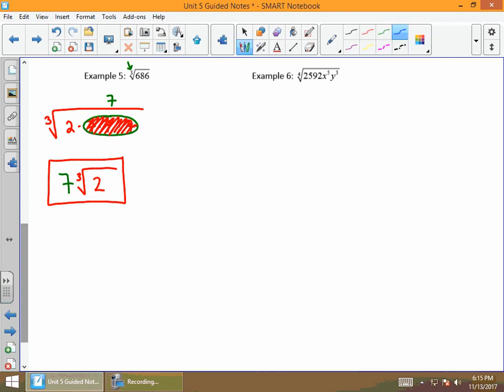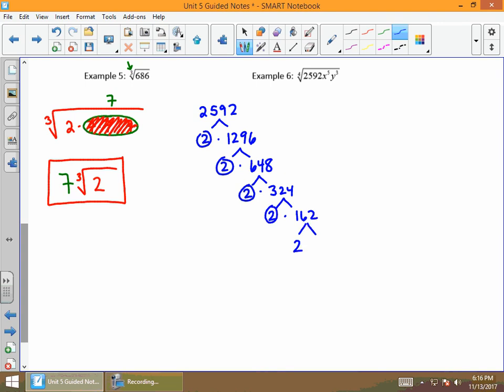All right, and the last one. This is going to be another nasty one. 2592. Well, it ends in a 2, so I know it's divisible by 2. And that is 2 times 1296. Well, 1296 is even, so it will also be divisible by 2. 648. 648 is even, so it is also going to be divisible by 2. 324. 324 is even, so it is going to be divisible by 2. 162. 162 is even, so it is going to be divisible by 2. 81. 81 is 9 times 9. 9 is 3 times 3. This 9 is also 3 times 3.